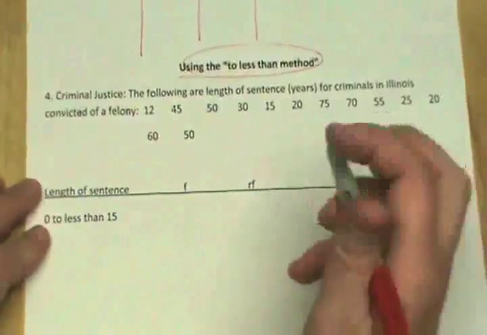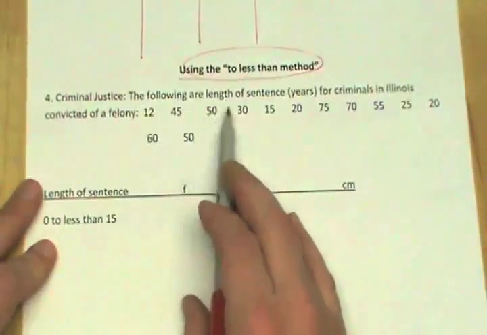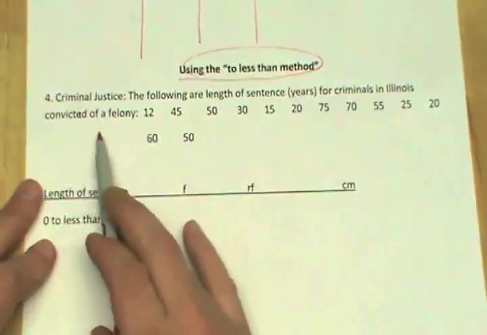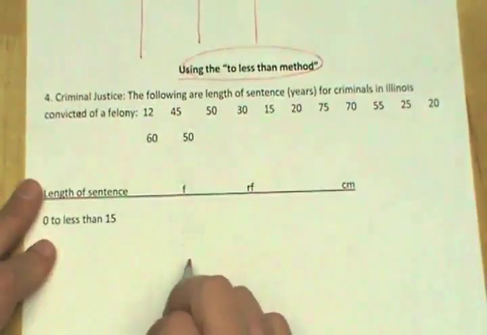This is another option. So let's do a criminal justice question. The following are length of sentence in years for criminals in Illinois convicted of a felony. So 12 years, 45 years, 50 years for a felony.